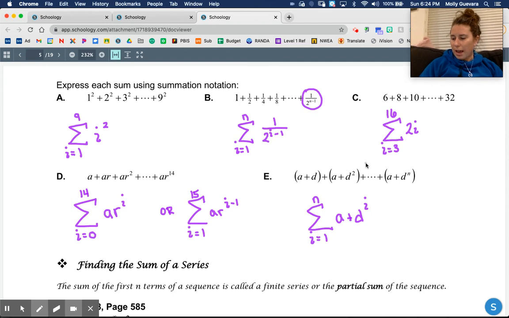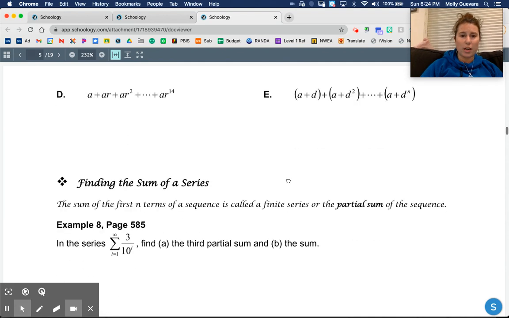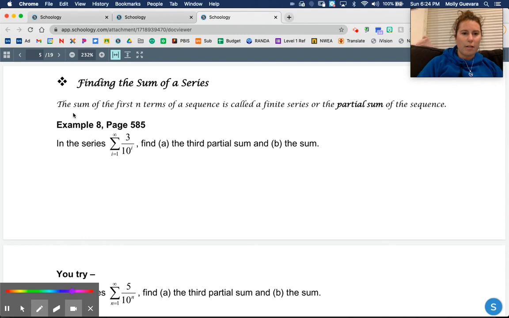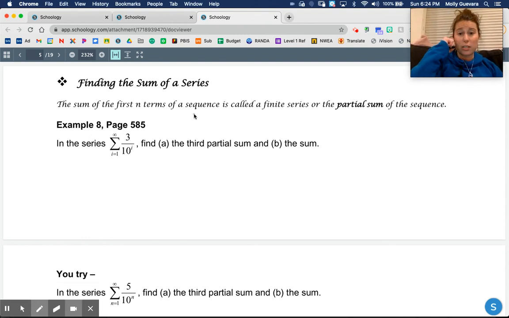Okay, so let's look at what we call partial sums of sequences and finding the sum there. And then what we're looking at now is infinite series. How do you add something if it continues on forever? So here we have the sum of the first n terms of a sequence is called a finite series, or the partial sum of a sequence. And here, this series goes on to infinity, right? I goes all the way up to infinity.